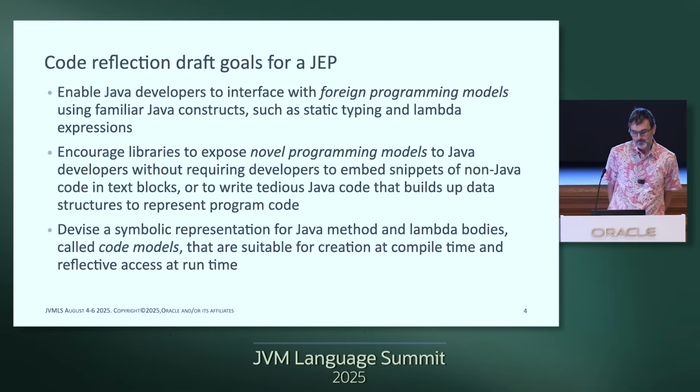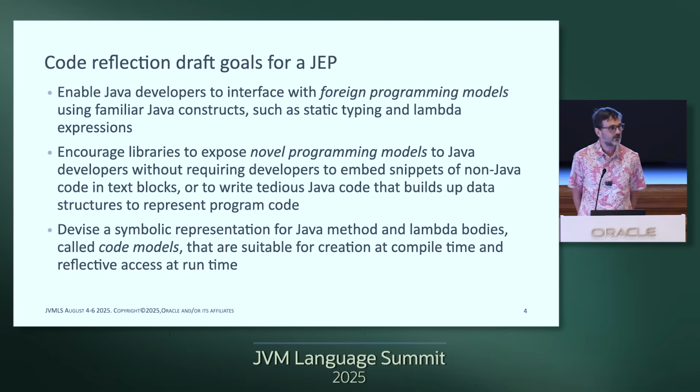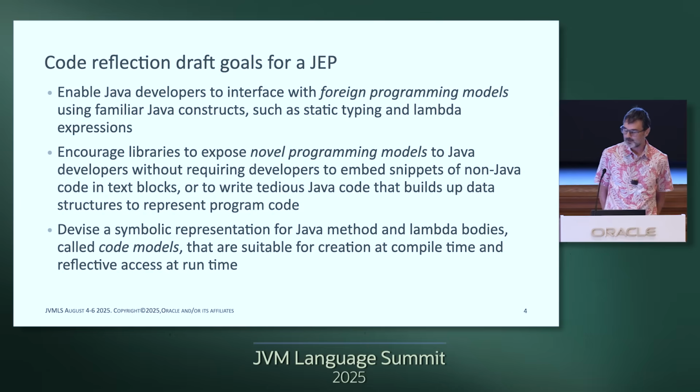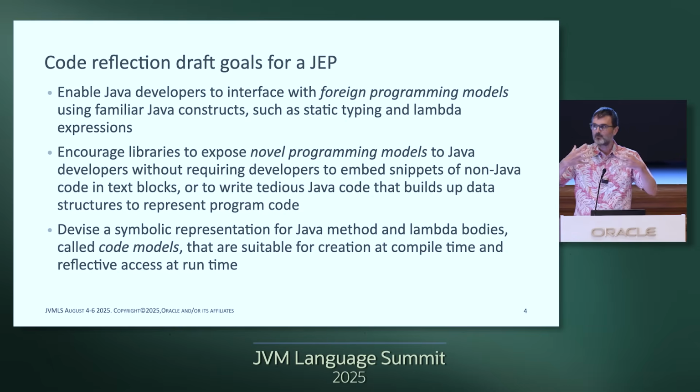All right, here are some draft JEP goals that, when we do have a JEP out, I expect will go in there. And Alex actually helped write these a couple of years ago, and I still think they are relevant. So the first 2 goals are what Adam is going to show, that we're able to interoperate with foreign programming models, a machine learning programming model, using normal Java language constructs. You won't see text blocks. You won't see a horrible DSL building up a tree. You'll see natural looking Java code. And that's the aim of code reflection here.